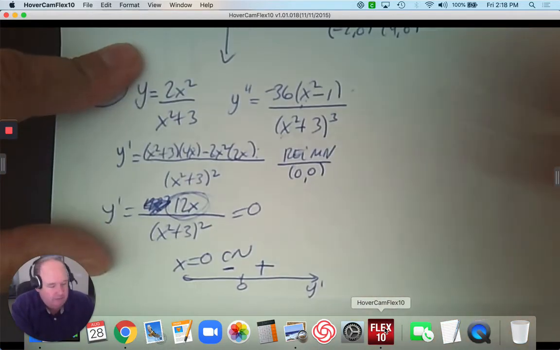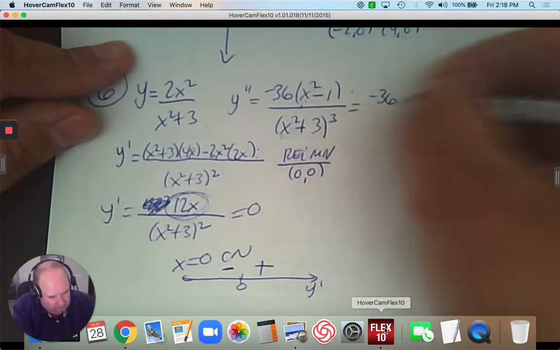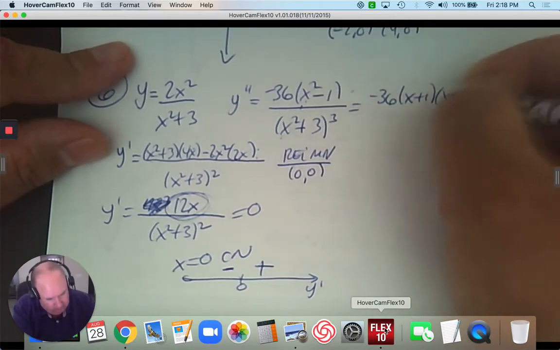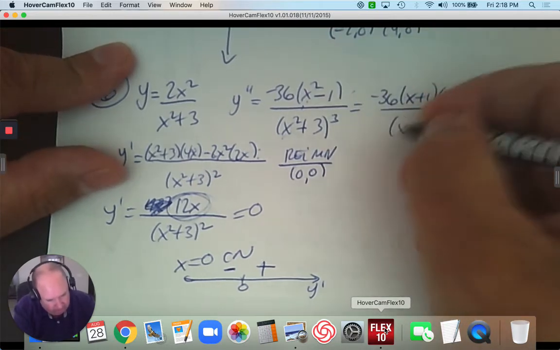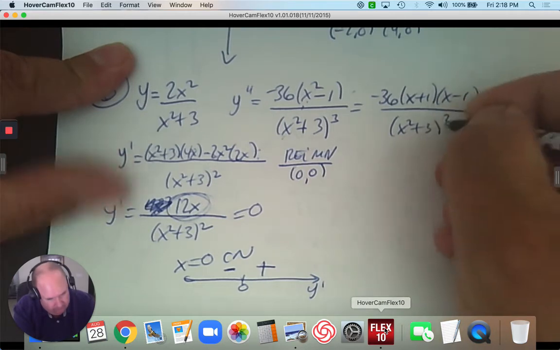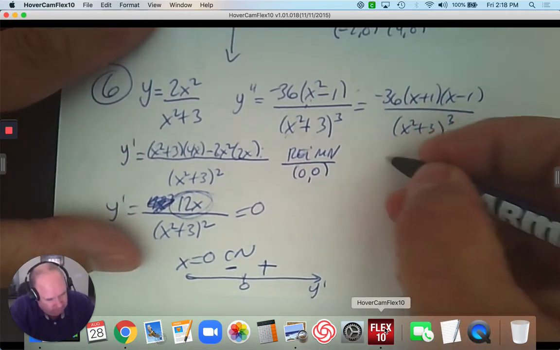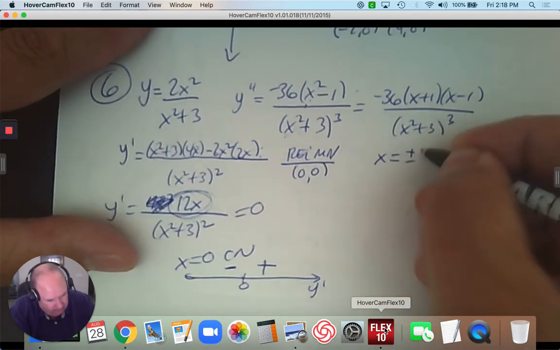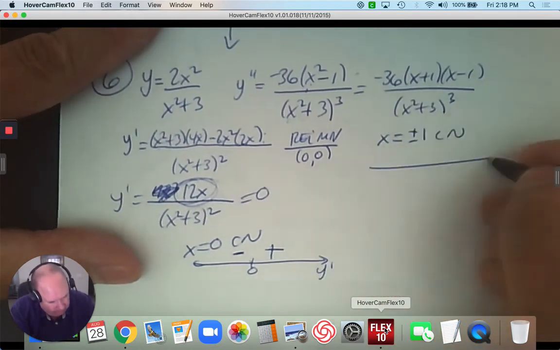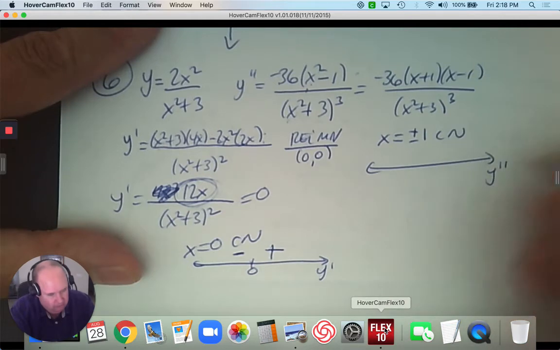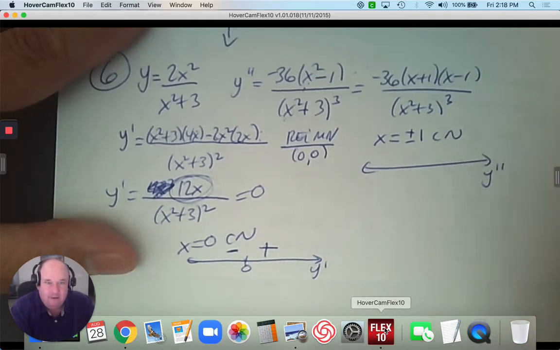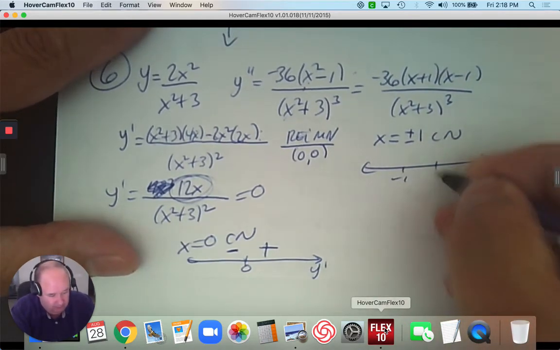If I look at the second derivative, it's already been done for me. X squared subtract 1 is a difference of squares, so I just have to make sure it's completely factored. If I look at the numerator and make it equal to 0, I have 2 critical numbers, positive and negative 1 for concavity. So I'm going to do a second derivative number line using negative 1 and positive 1.